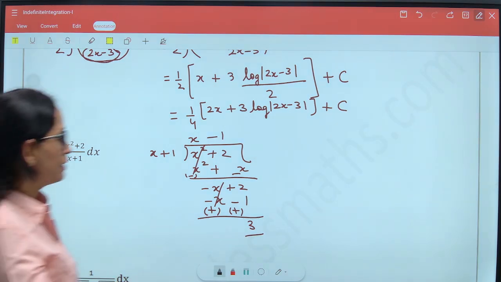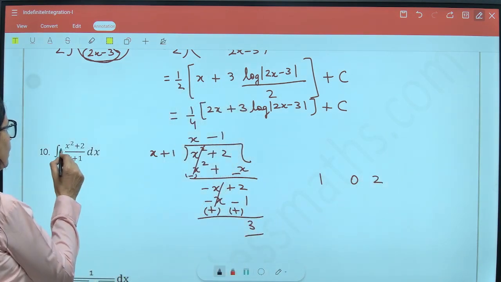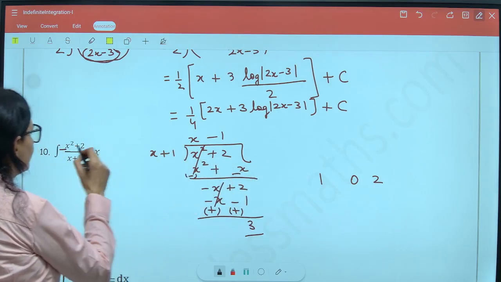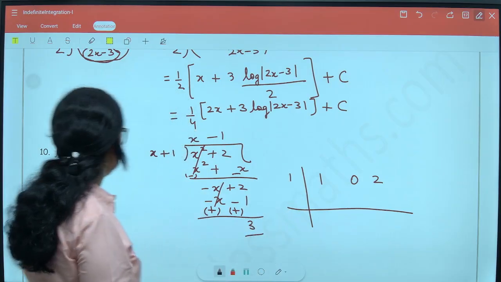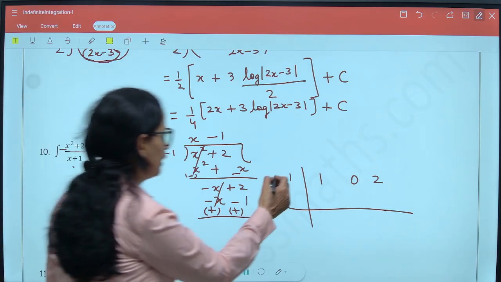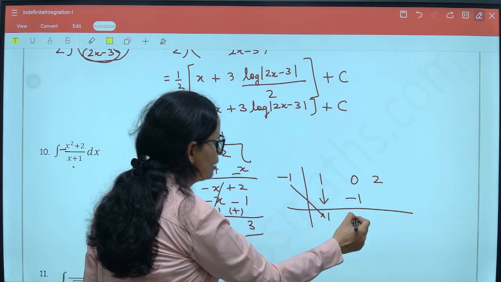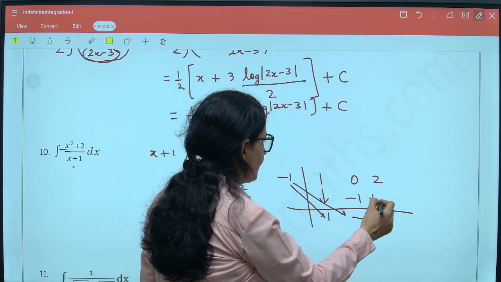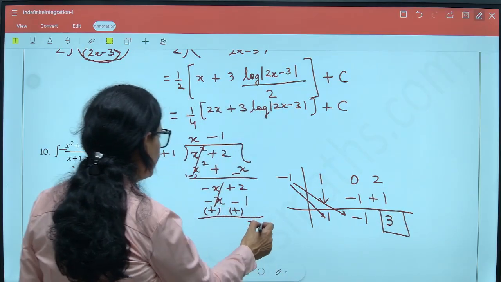Now in Vedic maths there is a shortcut to do this division, 1, 0 and 2. You write the coefficients of decreasing powers of x. Coefficient of x square is 1, coefficient of x is 0 here and the constant is 2. You make this division sign, write 1 here, you start with 1, minus 1 because the factor is x plus 1. So you write minus 1 here, bring down this 1, multiply 1 by minus 1, it becomes minus 1. 0 and minus 1 is minus 1, multiply minus 1 and minus 1, it becomes plus 1. And 2 plus 1 gives you 3. 3 is the remainder, what you got here.